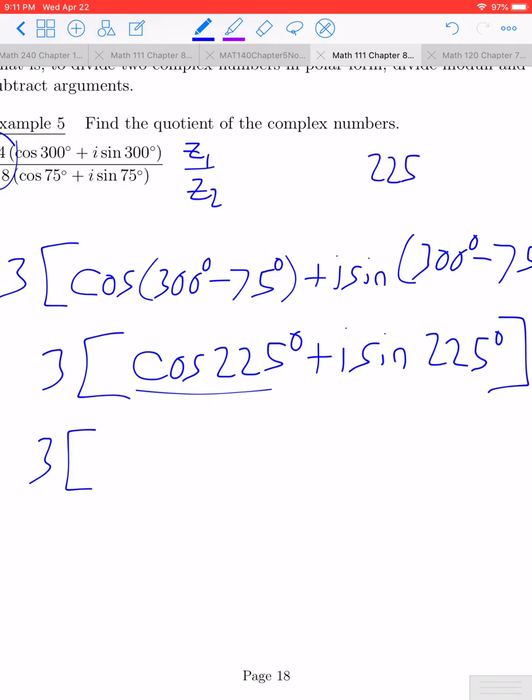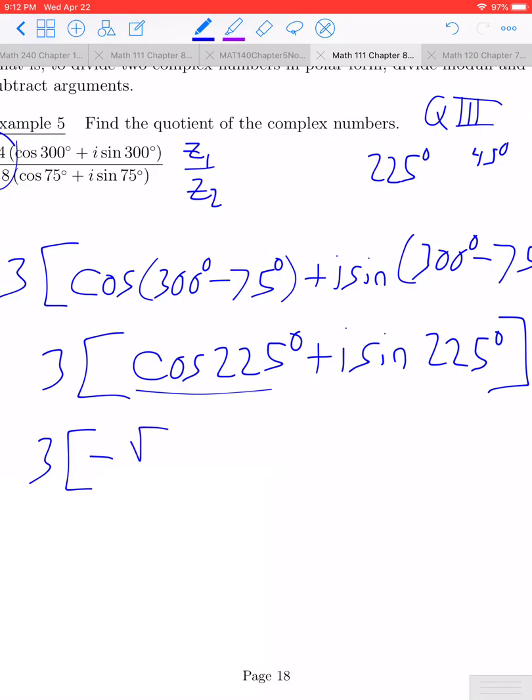225 is going to be an angle that is in quadrant 3 because it's more than 180, but yet it's less than 270. So it's in quadrant 3. In quadrant 3, the reference angle, by the way, would be 45. And then in quadrant 3, we know that the cosine and the sine are negative.